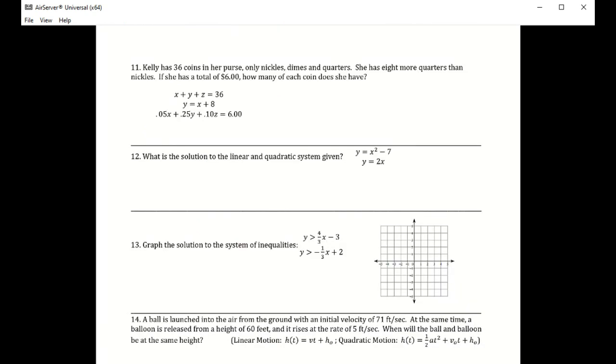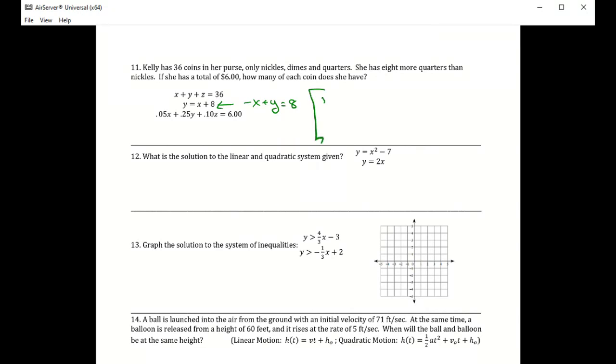Almost done. Kelly has 36 coins in her purse, only nickels, dimes, and quarters. She has 8 more quarters than nickels. Total of $6. How many does she have of each coin? You can see our equations are already written, but we have to fix this one. It's not in standard form. So I got to bring that x over. So negative x plus y equals 8. And now we're ready to build our system. I'm sorry, our augmented matrix.